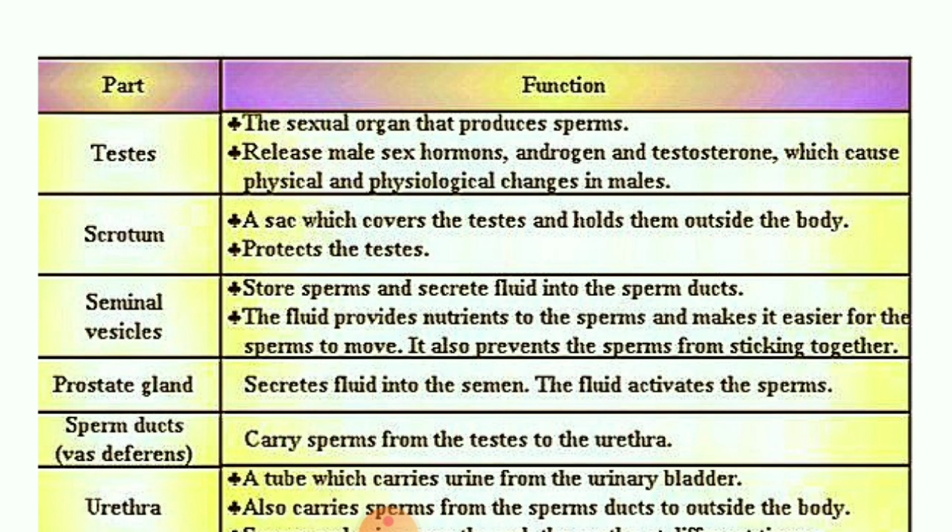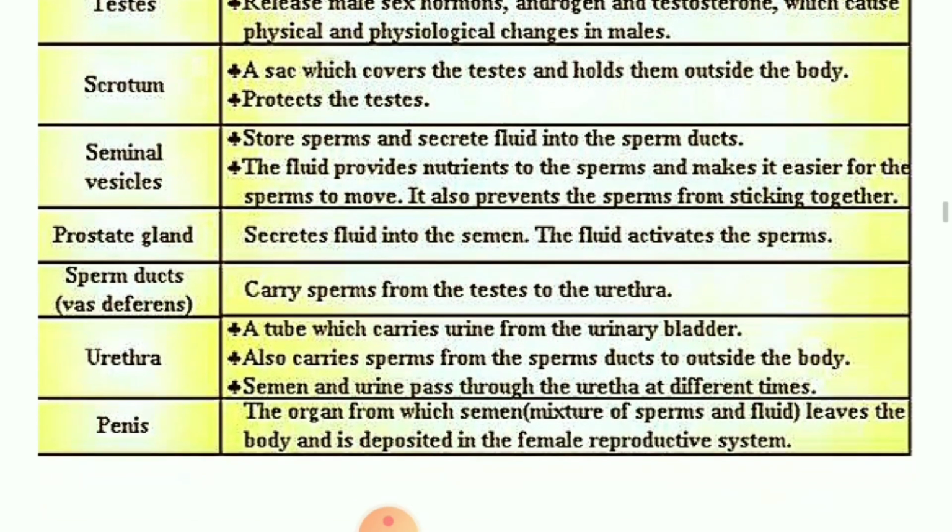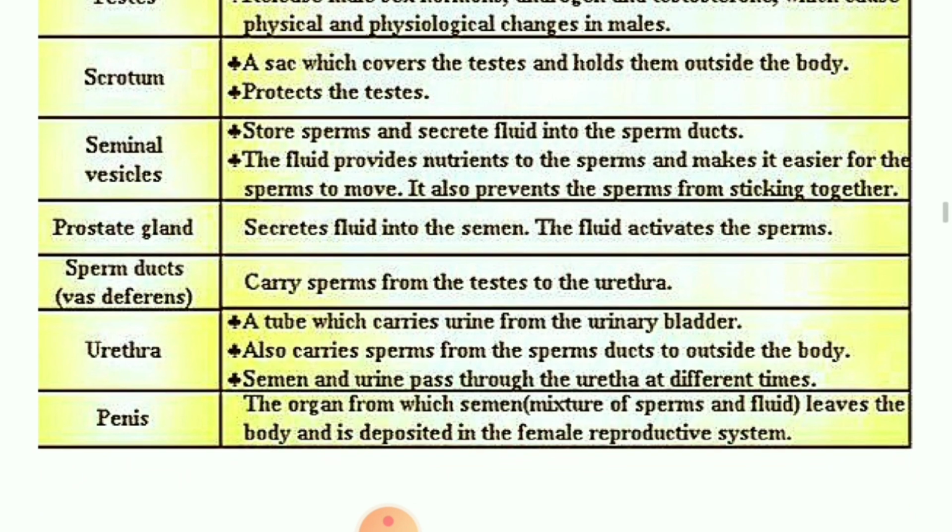Then the seminal vesicles. These are responsible for the secretion of fluid for the sperm, and they will provide nourishment to the sperm for survival. It is sticky in nature. Next one is your prostate gland. This prostate gland secretes fluid and it will activate the sperms to migrate from one place to another. Then next, you see, children, the sperm duct. This sperm duct is basically responsible for liberating the sperm from the testis to the urethra.